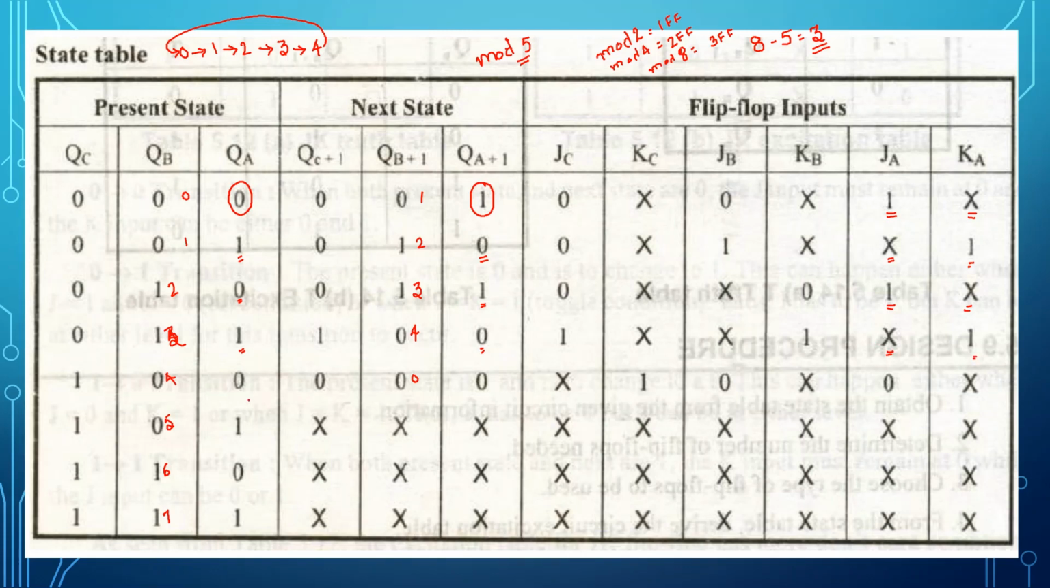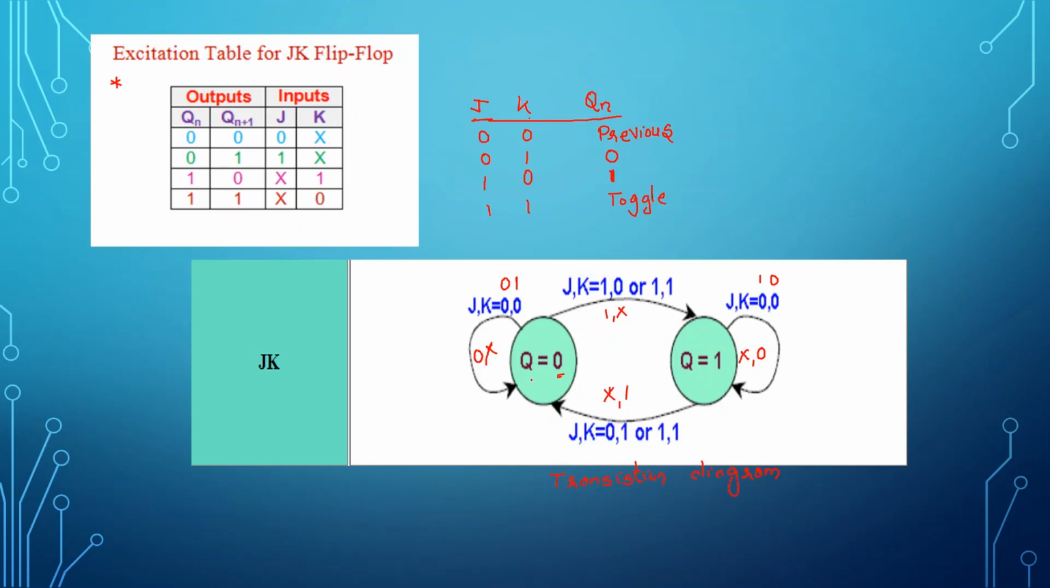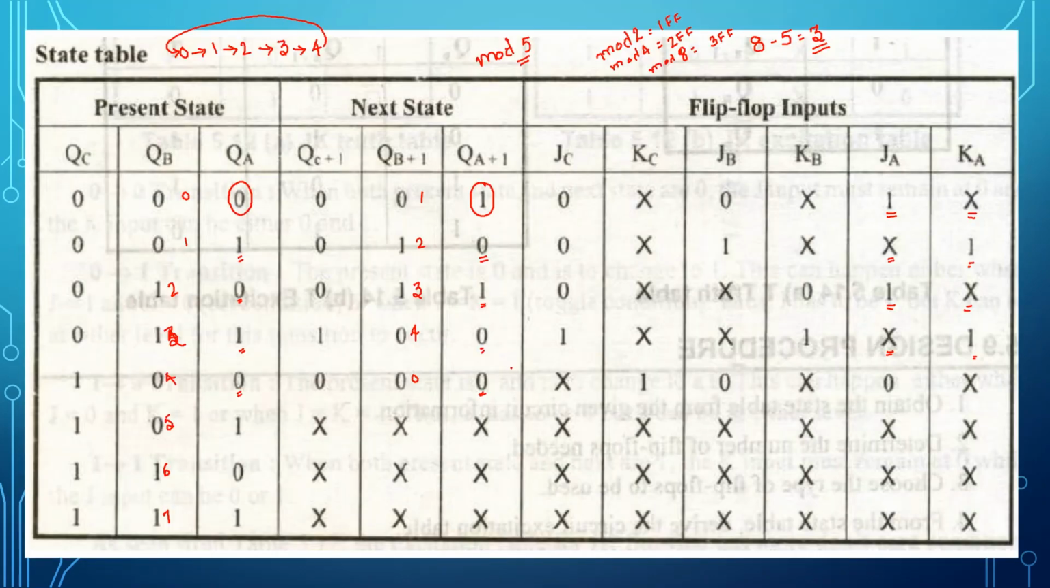Now it is 0 here and it should remain 0. So let's go back and check. It is 0 and it should remain 0. So it is 0x. See here, it is given as 0 and x.